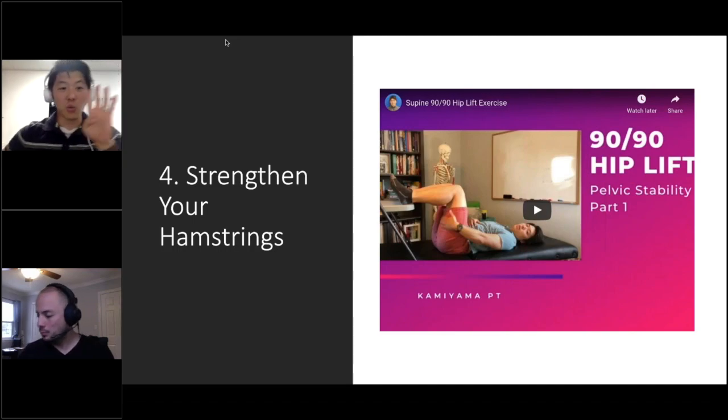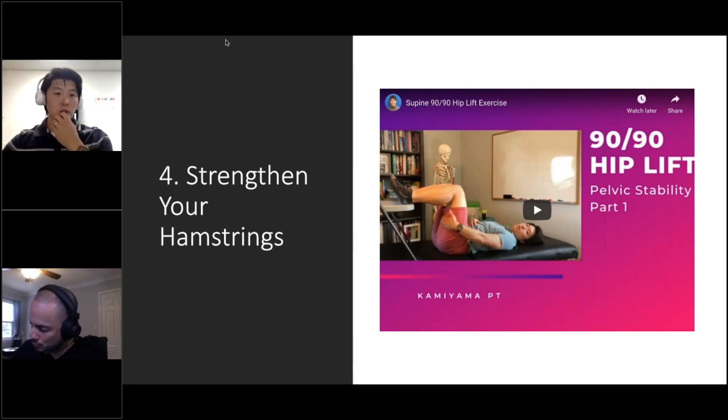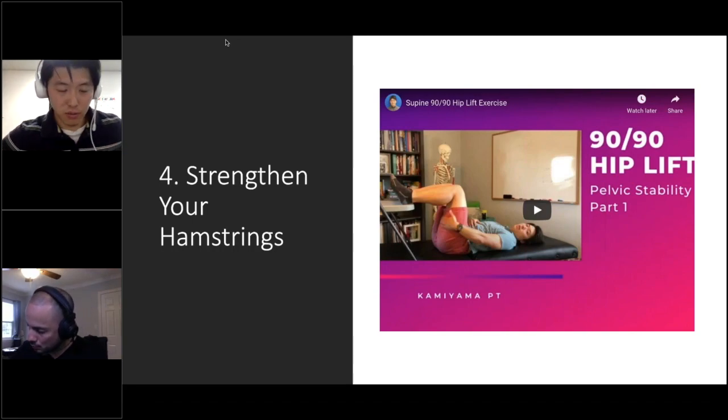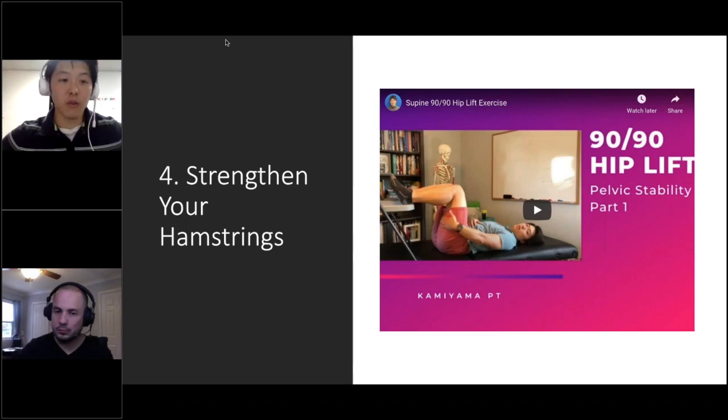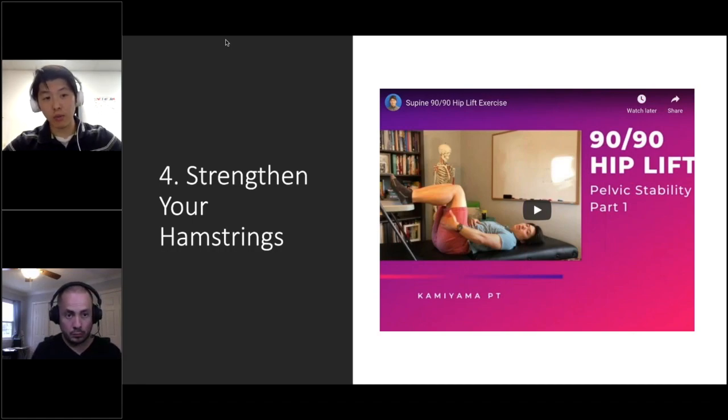Number 4 is work on your hamstrings, especially the hamstrings by your buttock area. So if you're a glute butt clencher, or an ab over gripper, these are great exercises. Because if you're an ab over gripper, there's a good chance your hamstrings are not helping you tuck your pelvis. If you're a glute over gripper, your hamstrings are not helping you tuck your pelvis. So this is a drill.